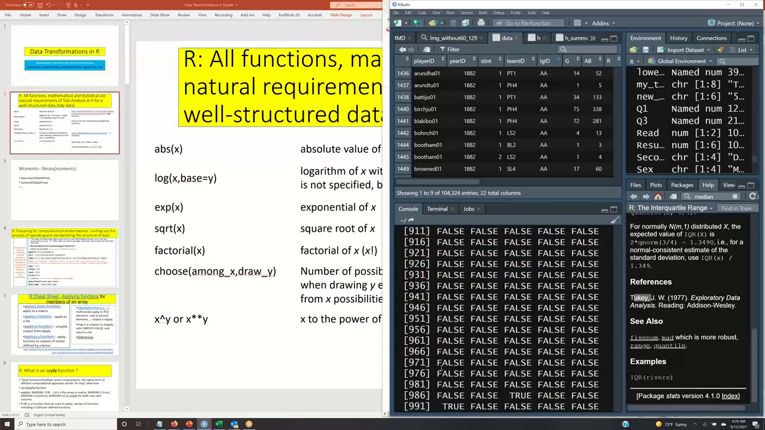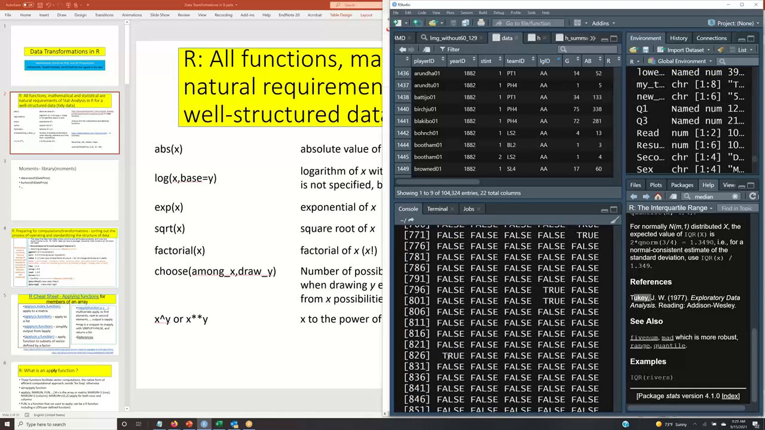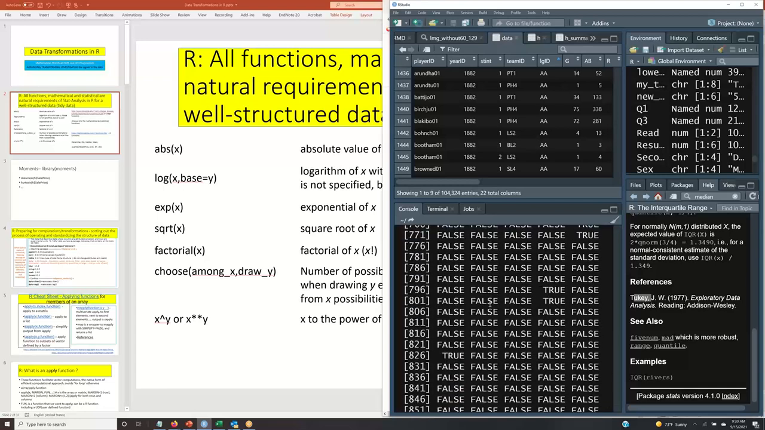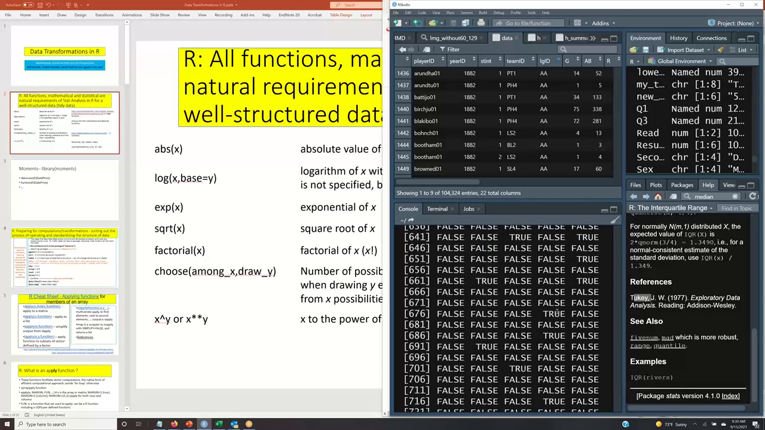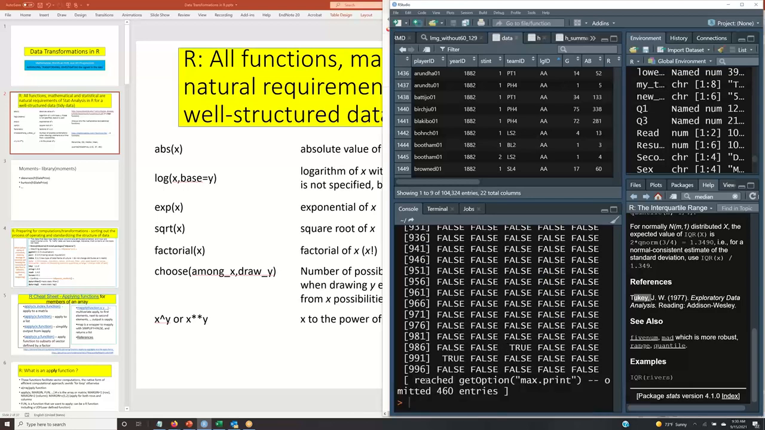See, this is the truth table. So this only tells you which index falls. So 826 is an outlier. That's what it says. And then the next outlier is 991. Here is another, 799 is an outlier. 804 is an outlier. So these are the conditions that tell you. There are many outliers here.